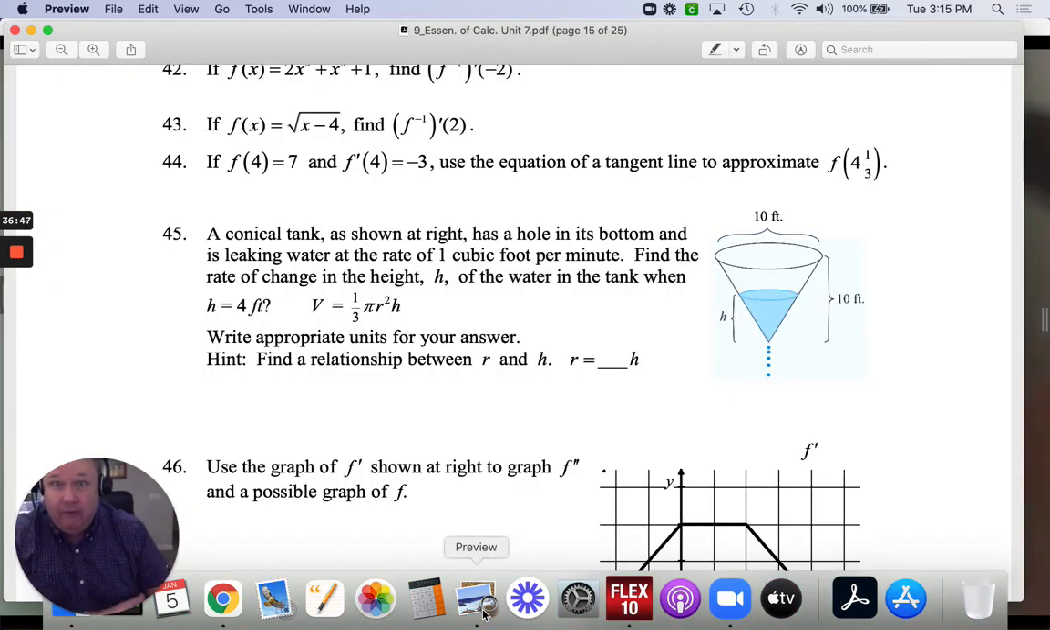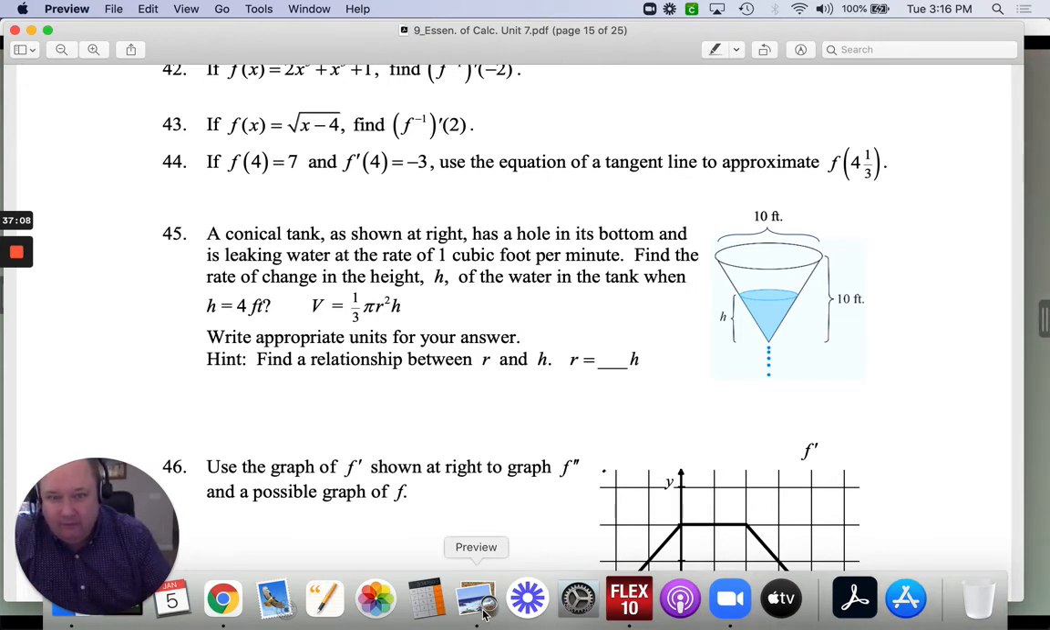At 45, we have a conical tank shown at the right. It has a hole in the bottom. It's leaking 1 cubic foot per minute. So that means the volume is leaking at a rate of -1 cubic foot per minute. Find the rate of change in the height h. So find dh by dt. That's what I'm looking for.